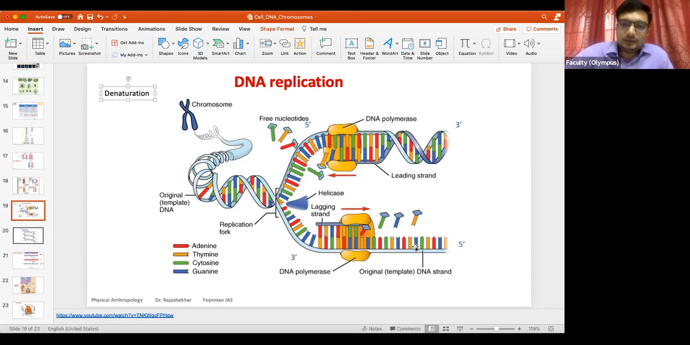For this, the key enzyme responsible. Now I'm introducing the second enzyme. What is the second enzyme? DNA polymerase is the second enzyme. First enzyme is helicase. Second enzyme is DNA polymerase. Not too complex. Helicase is something that unwinds the helix. DNA polymerase is something that makes the polymer of DNA.